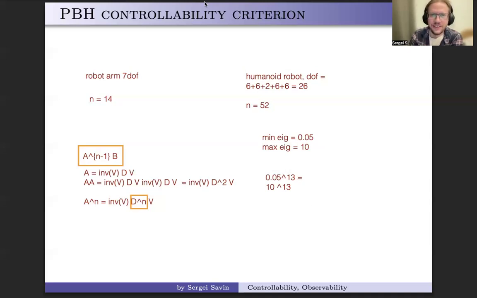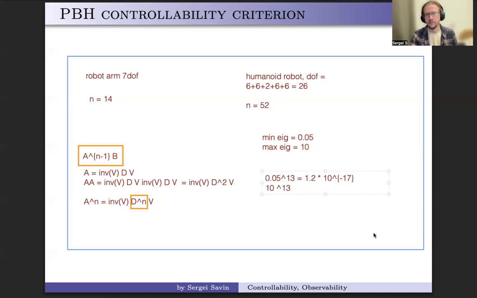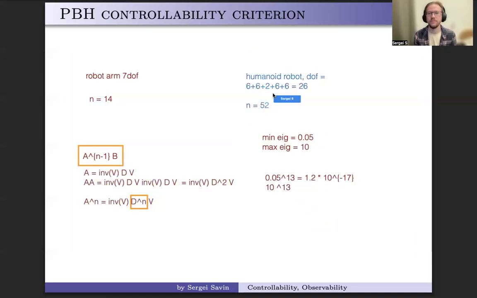What is 0.05 to the power 13? I'll write to the chat. Yeah. Let me see it. 1.2. One second. One point two times 10 to the power minus 17. Okay, very good. Very good.